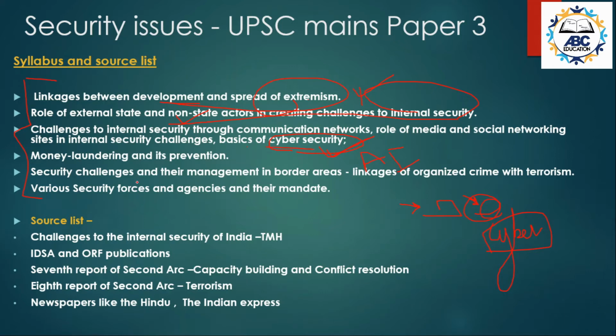Now the fourth topic over here is the security challenges and management in the border areas. So border area management भी पढ़ना बहुत ज़रूरी है because India shares international border with Pakistan, China, Myanmar, Bangladesh इन सारे countries के साथ हम face कर we share an international border, and there are different kinds of problems that are present in each of these border areas.